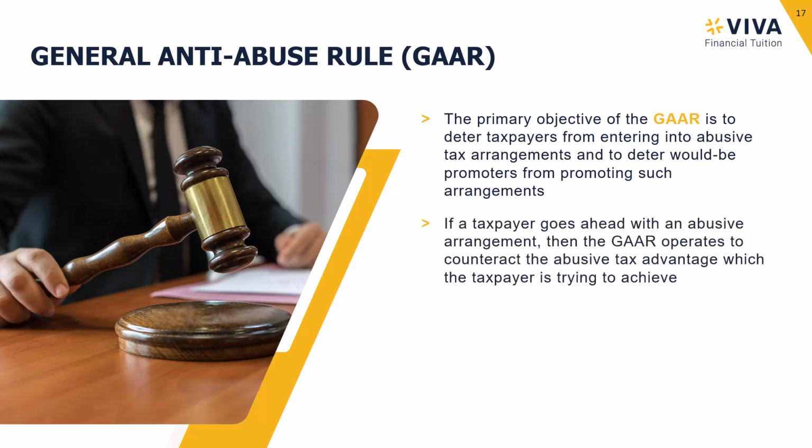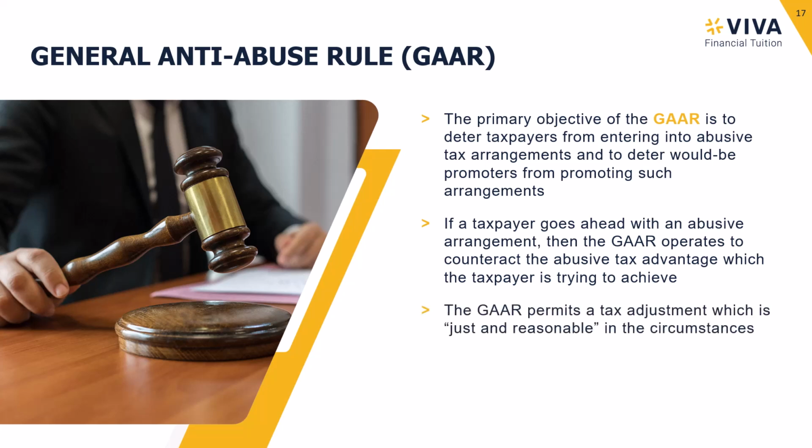If a taxpayer does choose to go ahead with an abusive tax arrangement, then the way the general anti-abuse rule will work is to counteract the advantage that they were trying to achieve. And it does this by making a just and reasonable tax adjustment. Essentially, this tax adjustment removes that tax advantage that they were seeking to achieve.